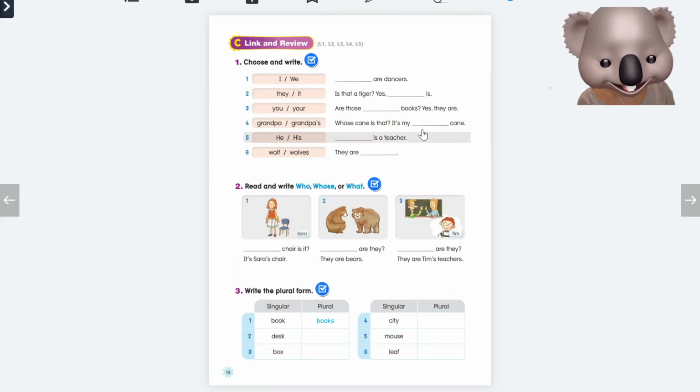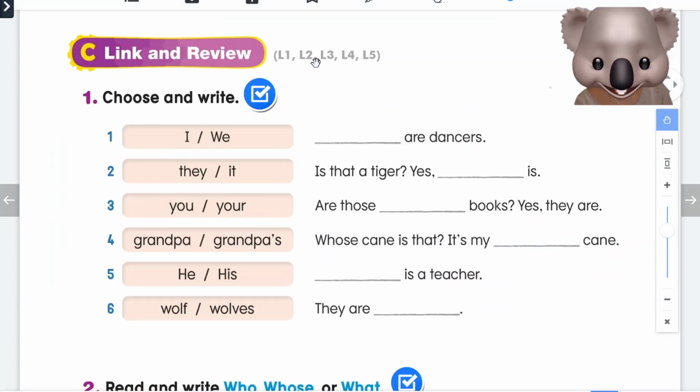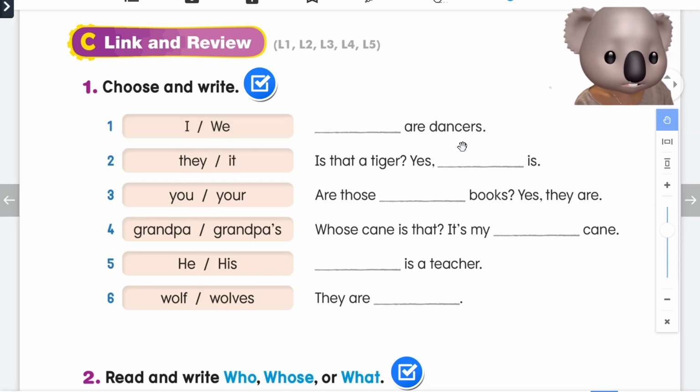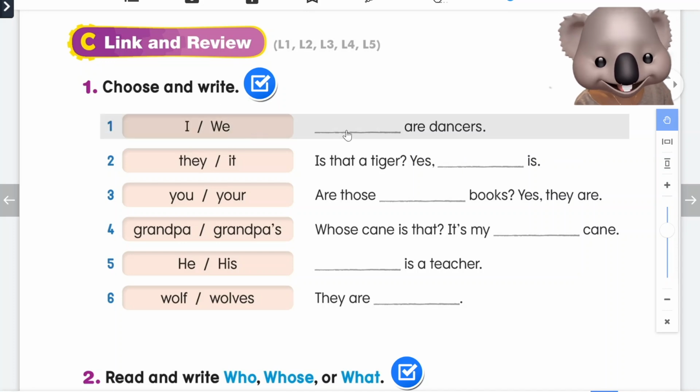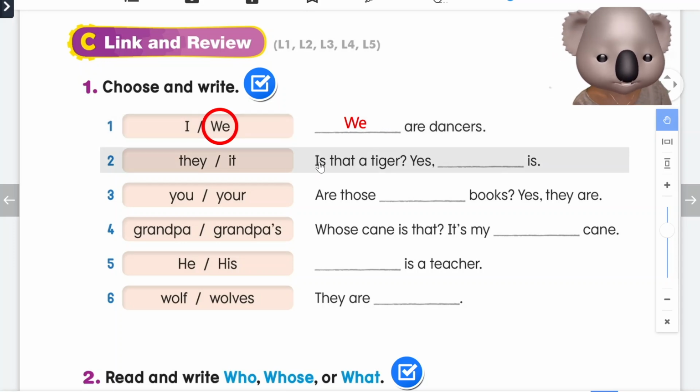On page 18, the directions say to choose and write. In this part, we will be reviewing lesson 1, 2, 3, 4, and 5. In number 1, we need to choose I or we. Are dancers. Well, we know are는 plural만 있을 때 사용하는 거야. I가 plural이야 아니면 we? Good. We are dancers. I는 혼자잖아. 나만. Number 2. Is that a tiger?